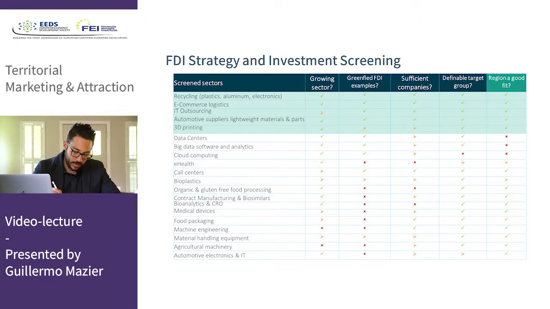In this case, you can see that for this particular region, data centers, big data software and analytics, and cloud computing were not a good fit. Going through this FDI strategy and investment screening process will help you lay the framework for a larger strategic initiative that ultimately will tie into your marketing program and your communications plan. But understanding the different factors available, as we talked about earlier, from demographic and labor to real estate, is critical to building out this plan.